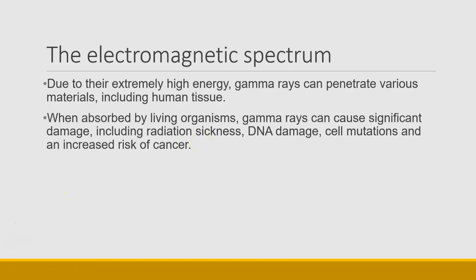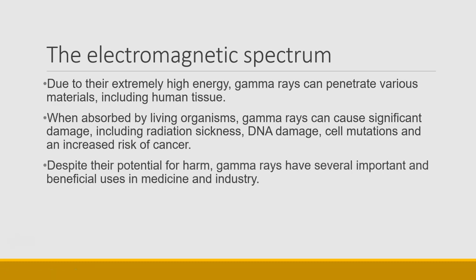So if a person has been exposed to certain doses of gamma radiation due to a radiation leak, say in a nuclear power plant, then it starts to create damage of the nervous system, the bone marrow, and the digestive tract lining, and a person would then experience symptoms like nausea, vomiting, headache, fatigue, and it is potentially lethal depending on the amount of exposure. But despite their potential harm, gamma rays have some very important and beneficial uses in medicine and industry. Obviously, we have to be careful how we use it.